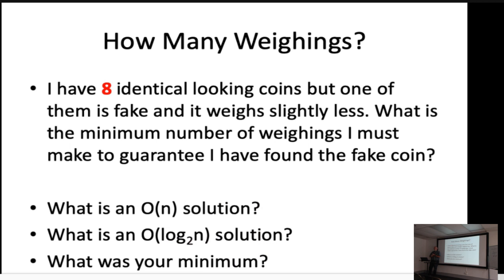What do you leave off the scale? The 2, right? I go 3 and 3. If they balance, I weigh these 2. If they don't balance, I have an odd number. Leave one of them off and weigh 1 and 1.